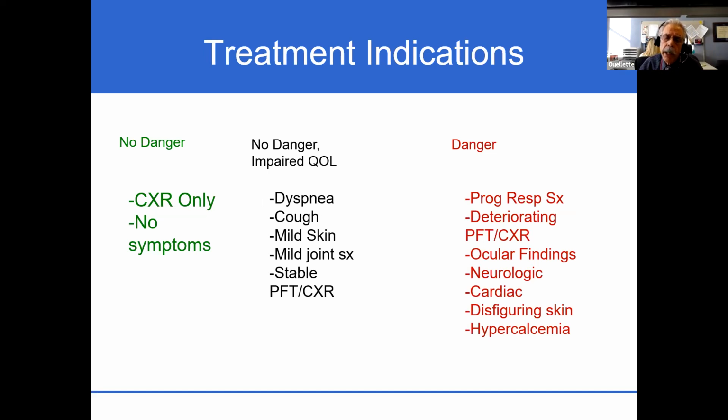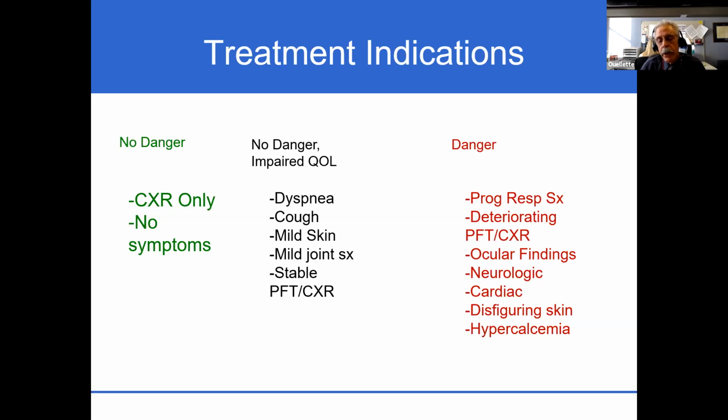If they don't have danger but have impaired quality of life, for example, if they have dyspnea, they have cough, they have mild skin problems, they have mild joint symptoms, stable chest x-ray, they may require treatment, but they don't definitely need to require treatment. If they have danger, and I've listed some of those things here for you that are associated with danger: progressive respiratory symptoms, deteriorating PFTs, ocular, neurologic, cardiac disease, disfiguring skin problems, or hypercalcemia. They may need to have treatment.